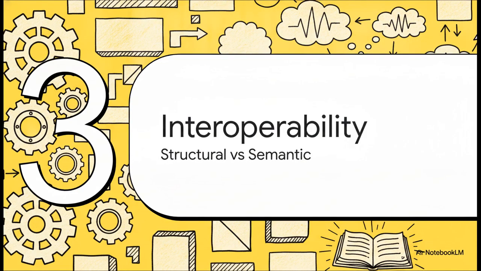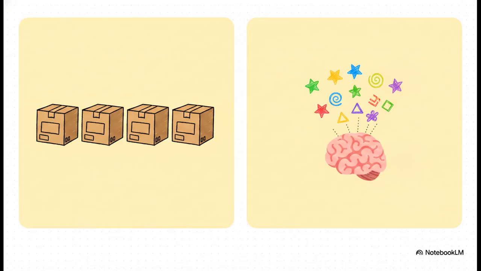Section 3, structural versus semantic interoperability. This brings us to an absolutely crucial design philosophy. A brilliantly engineered system knows exactly what to standardize and exactly what to leave open. OKF strictly standardizes the structural shape of the container. It actually requires only one metadata key across the entire format, and that's the type field. But it leaves semantic interoperability completely open.